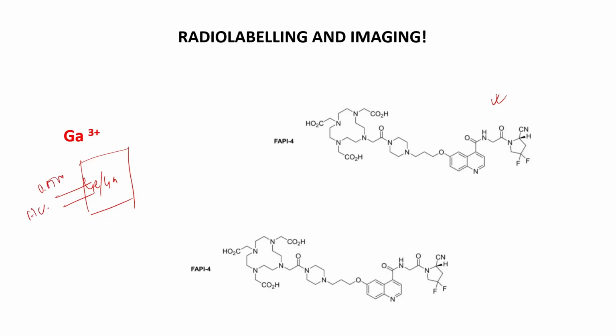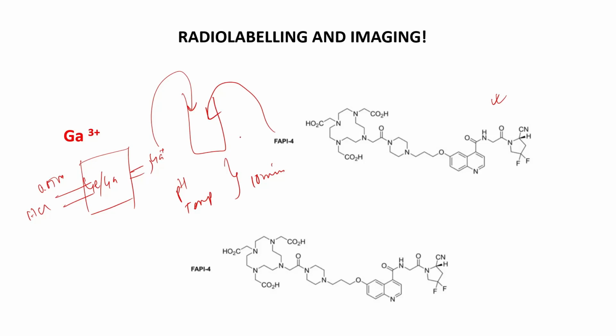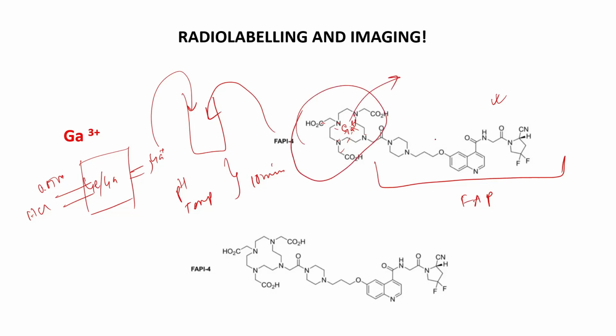molar HCl. You get some gallate ions, and then you will mix this gallate and the peptide in the reaction vial, give some optimal pH and temperature conditions for about 10 minutes, and finally you will get your gallium right at this chelator. This molecule will be specific for your fibroblast activation protein, and this DOTA along with the radiometal will give you the signal that here I am present.